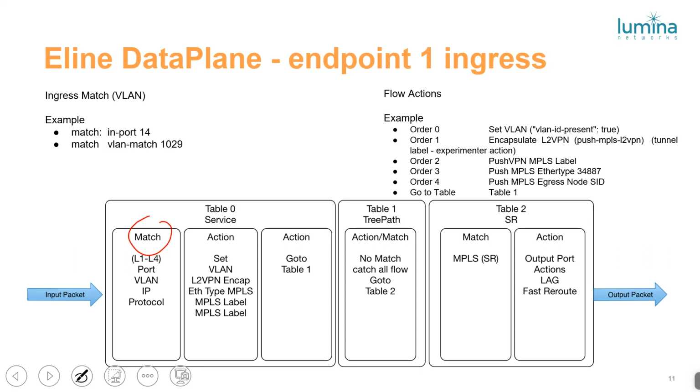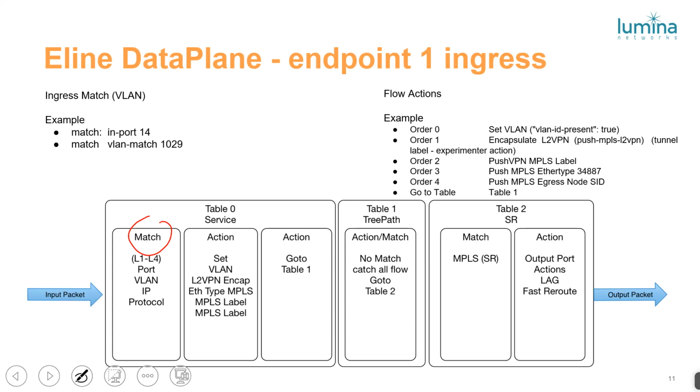These are the different actions that are taken. You set the VLAN ID, you push the MPLS layer to the VPN header, then you have the MPLS label pushed in, with the MPLS ether type. If you understand MPLS networks, you would correlate better. And finally, on the top of the stack, you would have the segment ID of the last node. That's N4, the last node, that you would push here.